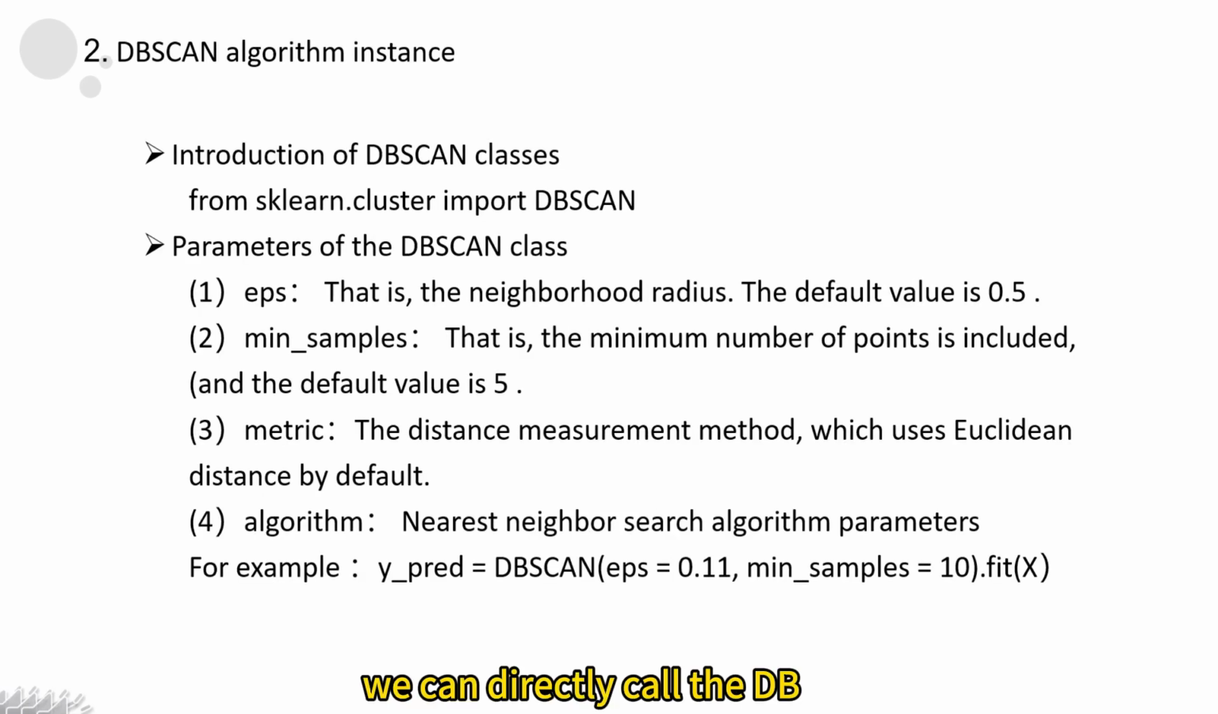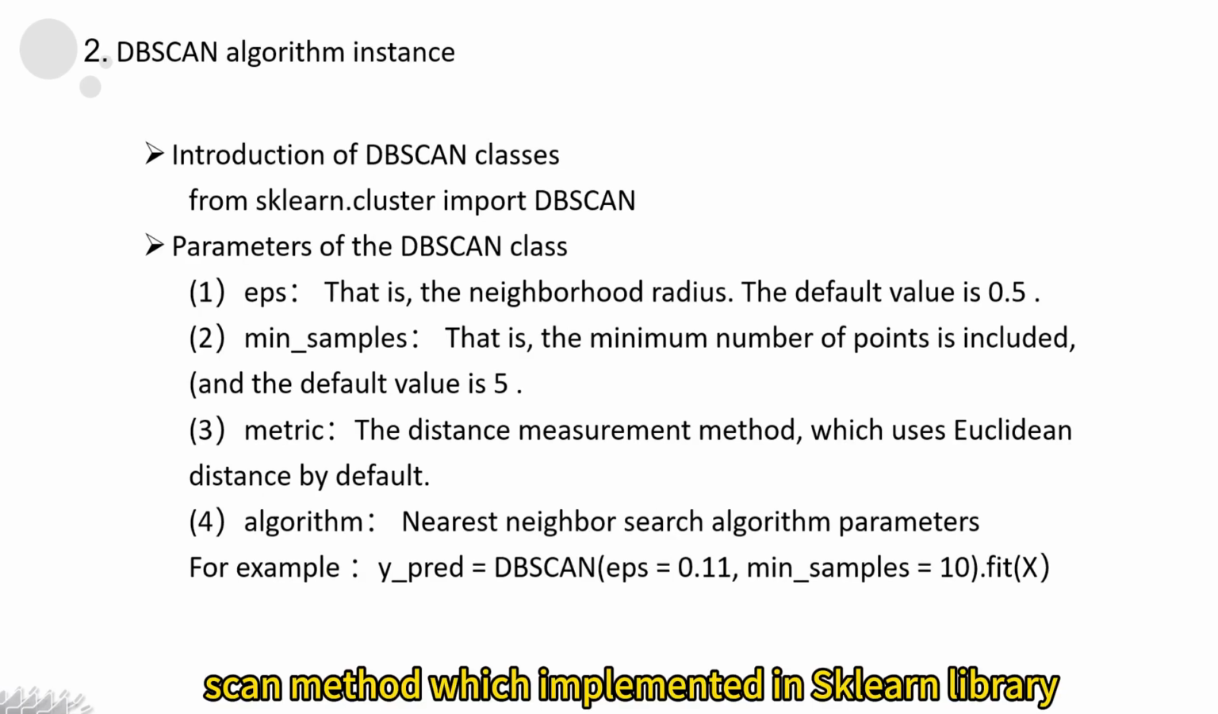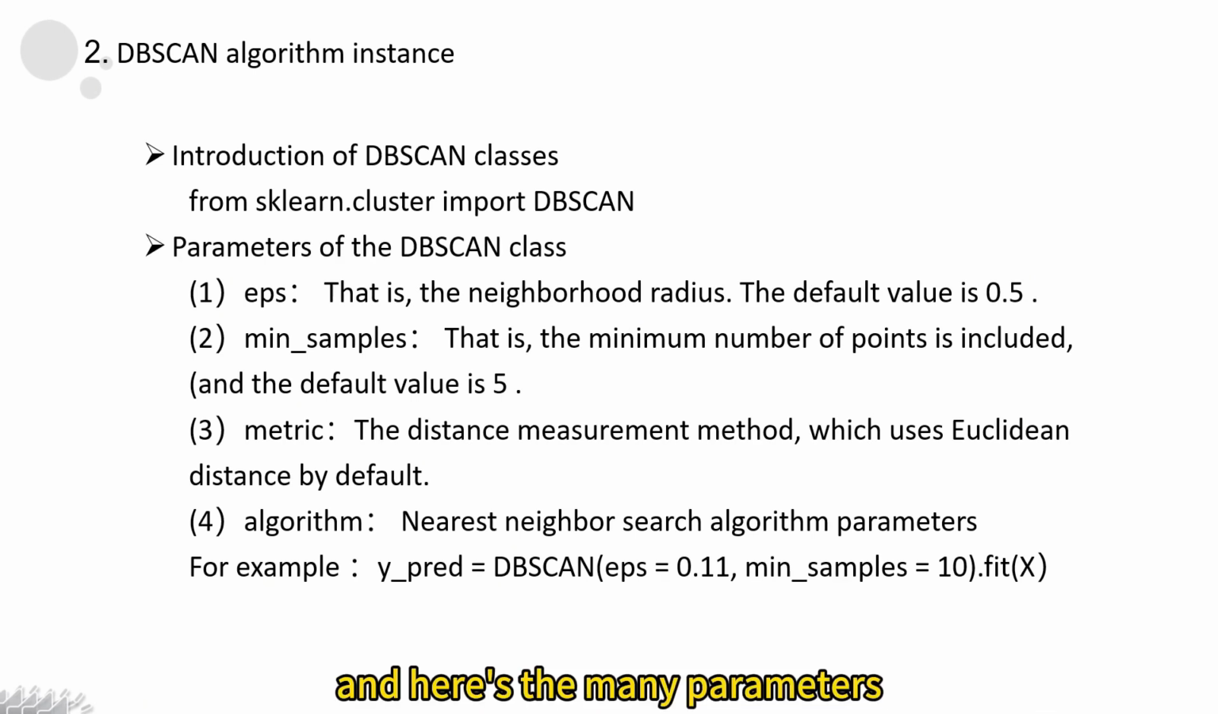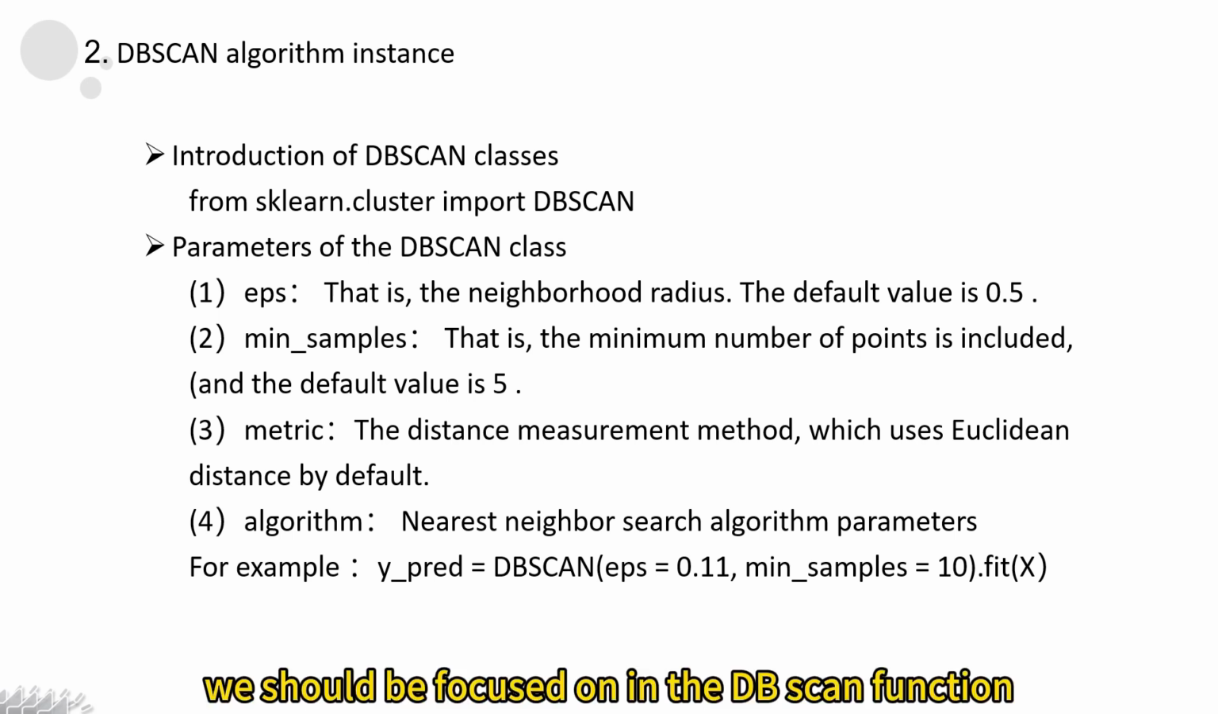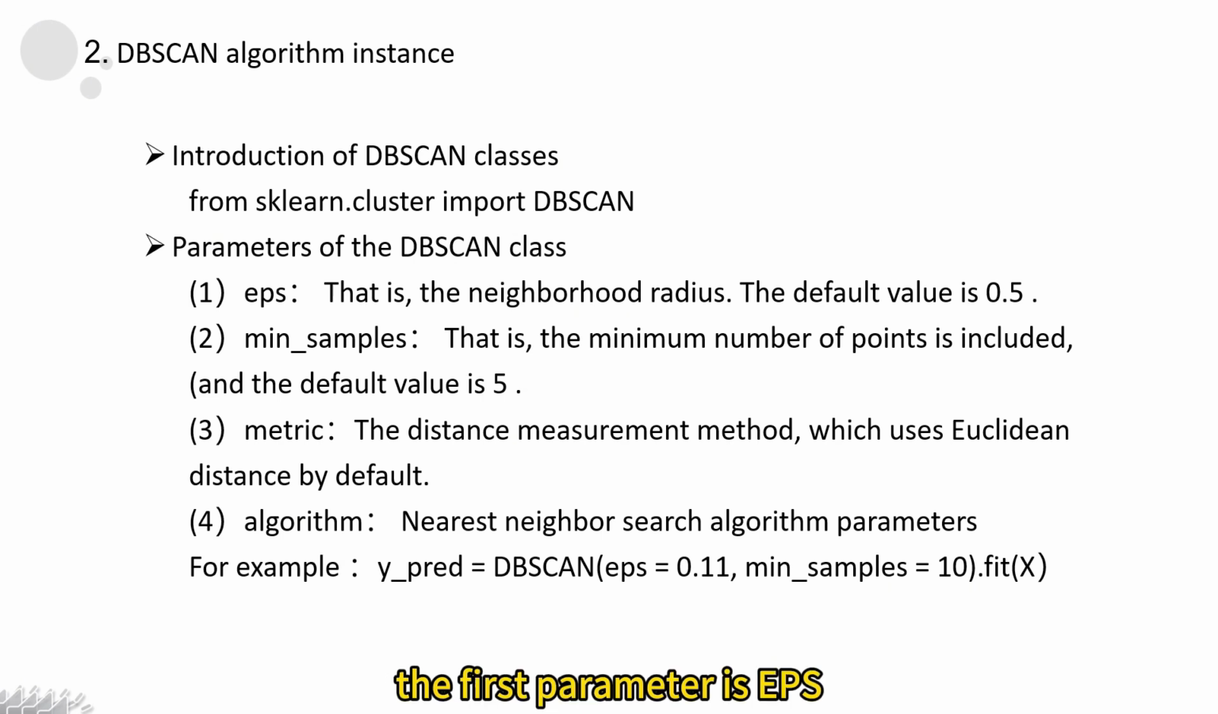We can directly call the DBSCAN method which is implemented in the Sklearn library. And here are the main parameters which should be focused on in the DBSCAN function. The first parameter is EPS. It specifies the neighborhood radius, whose default value is 0.5.